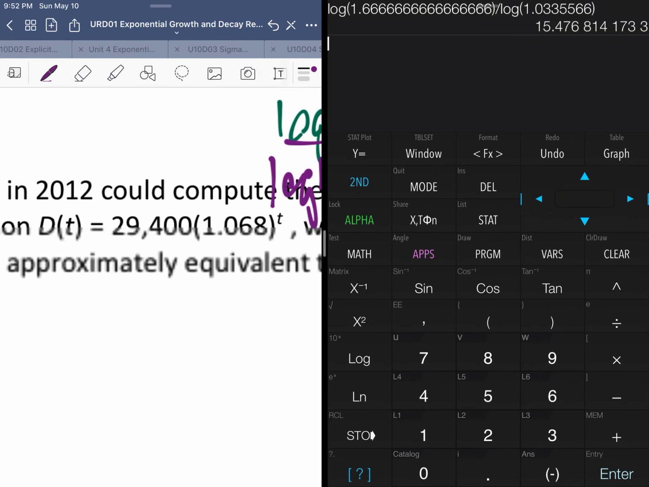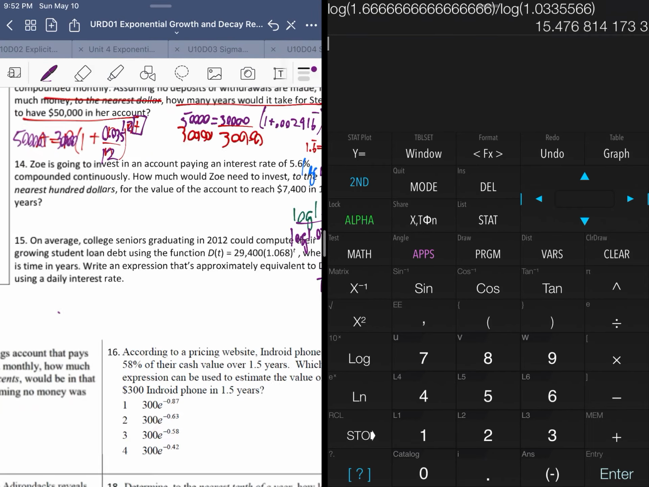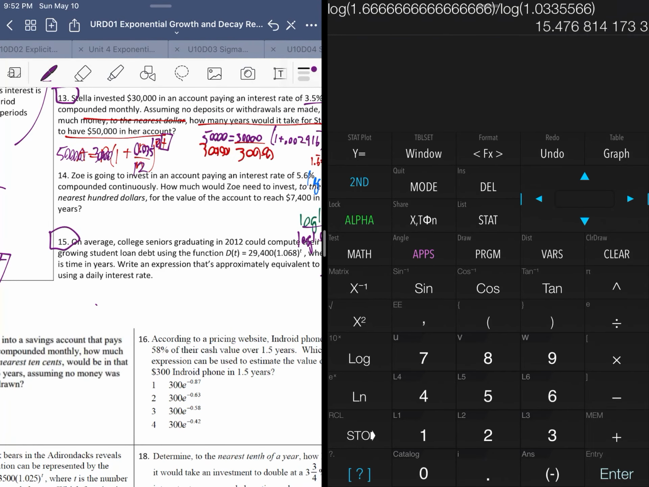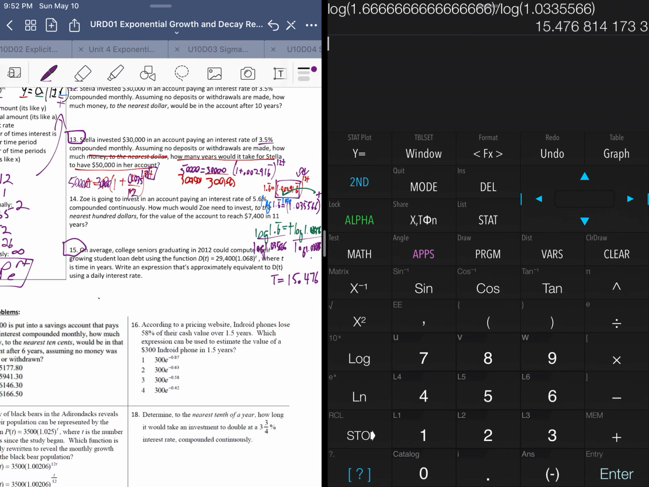Number 15 is going to be converting a problem into a different form, so we're going to do problem 15. Problem 15 is another Regents problem. I changed it from a multiple choice question to a different type of problem, and then the rest of these are going to be yours to try. It says, on average, college seniors graduating in 2012 can compute their growing student loan debt using this function, where t is time in years.